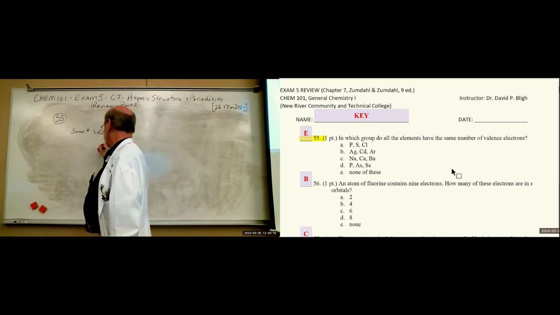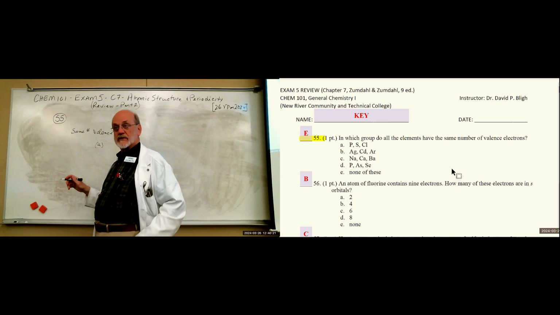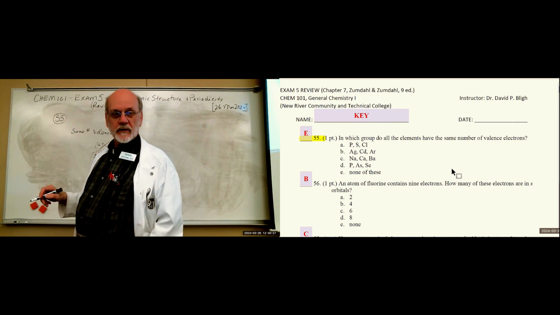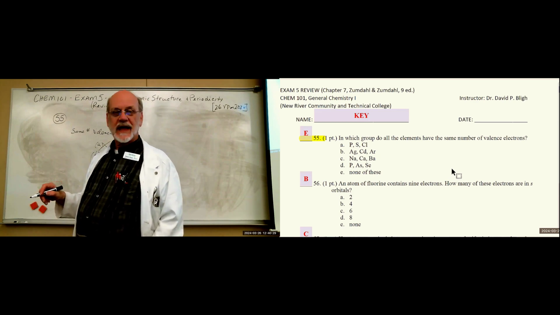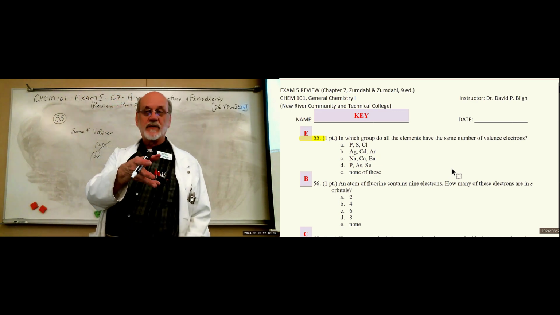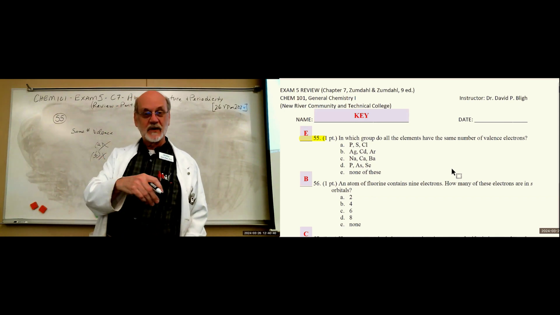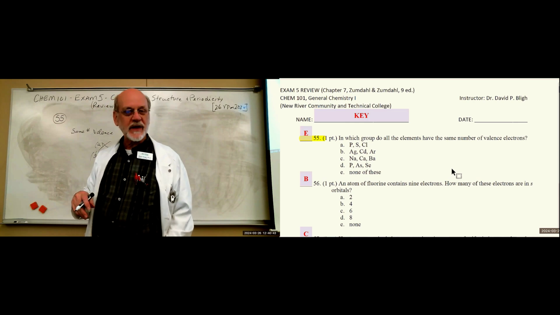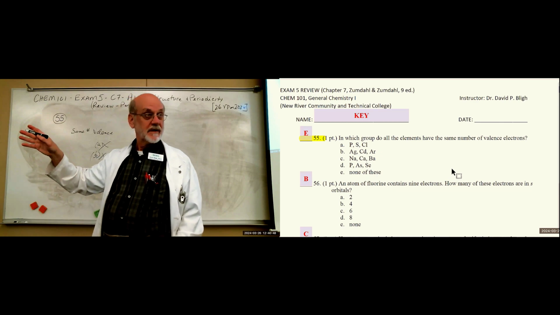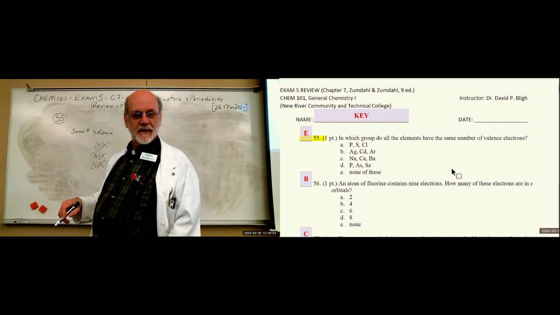Nope. Phosphorus and sulfur are 2 different groups, so they don't have the same number of valence electrons. That one's out. How about B? Silver, cadmium, and argon. Well, we know silver and cadmium are not noble gases, so that lets this one out. Argon, they're not in argon's neighborhood. Sodium, calcium, barium. Sodium is an alkali metal. Calcium is an alkaline earth. Those are 2 different groups. So C is out.